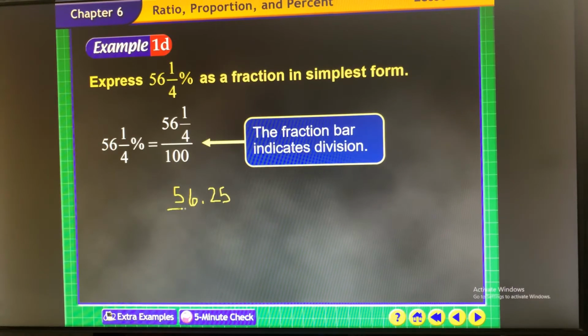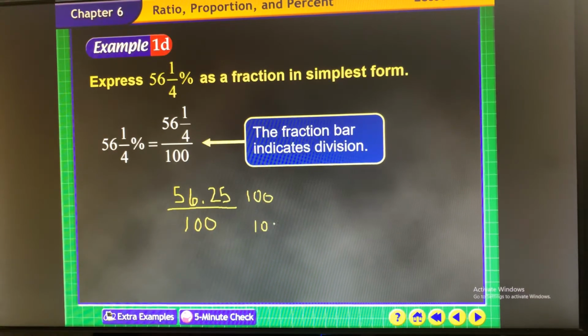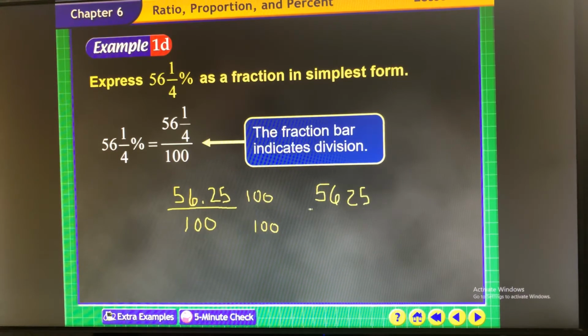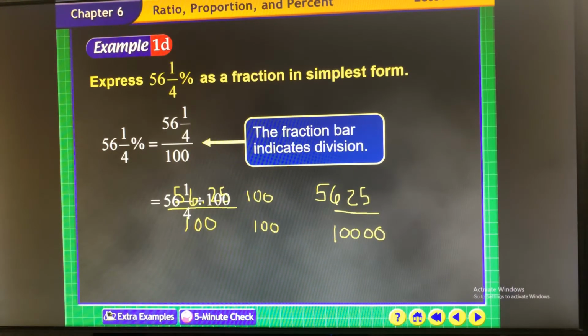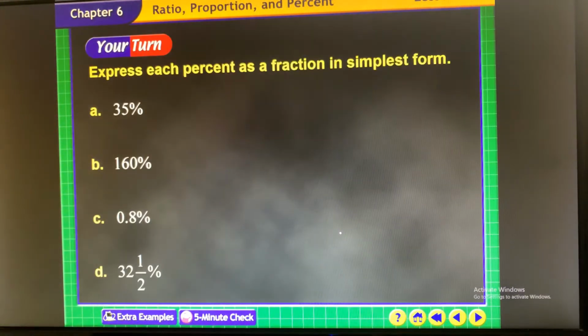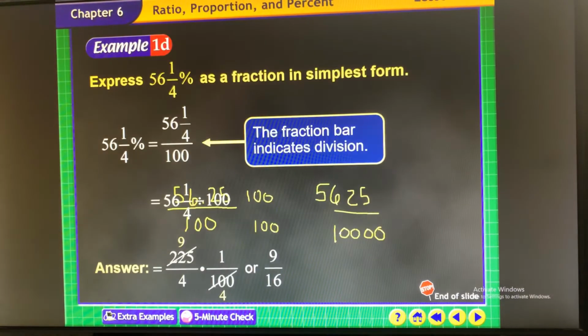as a benchmark. Okay, so if this is what it is right here, I took it out of the fraction into that, I would multiply top and bottom by 100 this time to get 5,625 over 10,000. If you knew your benchmark fractions, then you wouldn't have to go through all the process of simplifying this. Oops, sorry, kind of went past it. And there you go.